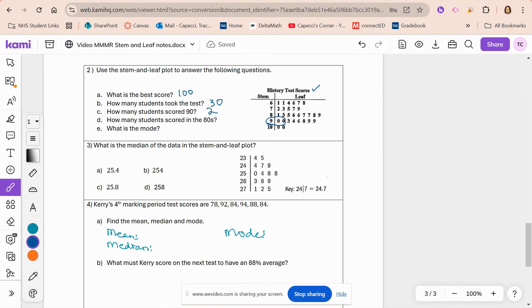It says how many students scored in the 80s. So we'd have to look here and count those up. So I have 1, 2, 3, 4, 5, 6, 7, 8, 9. Looks like 9 students were in the 80s.